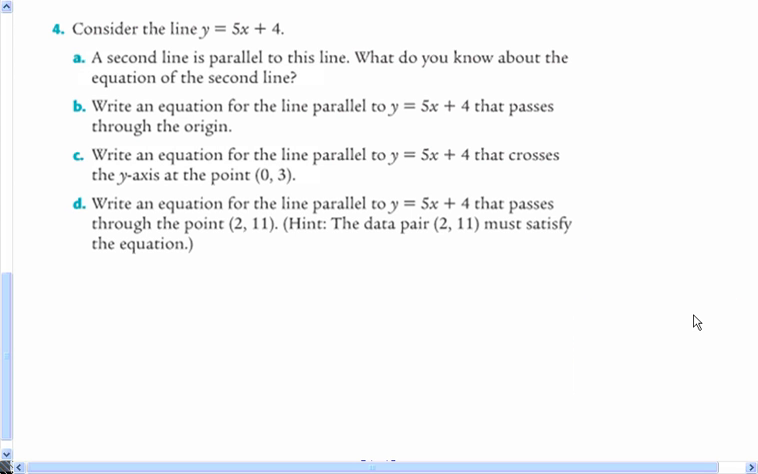All right, this is part 2 of lesson 2.11. Consider the line y equals 5x plus 4. A second line is parallel to this line. What do you know about the equation of the second line?